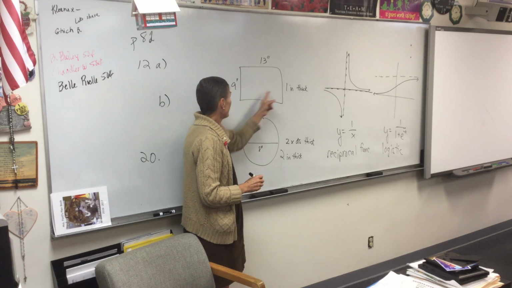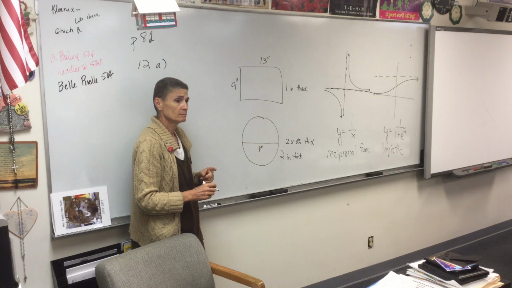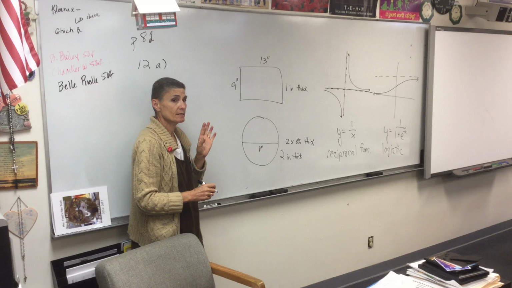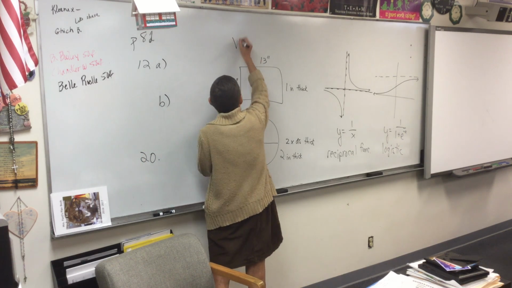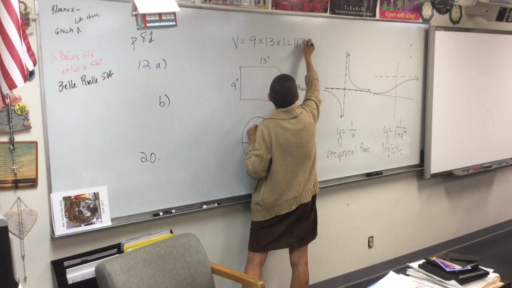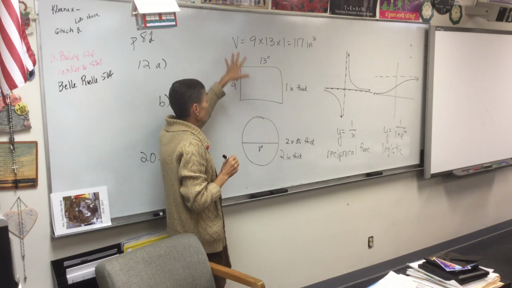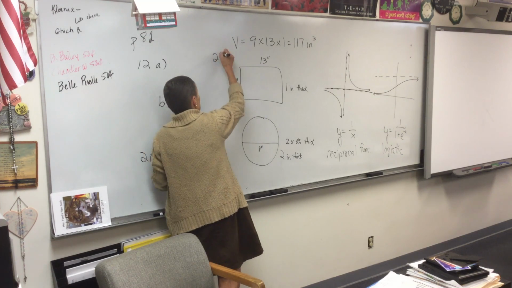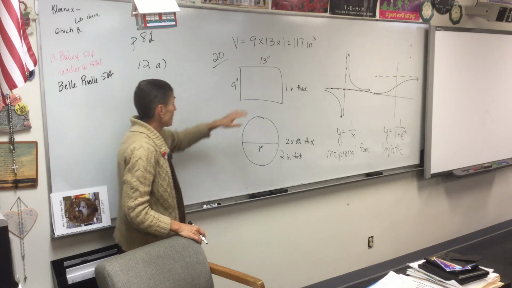Anybody know how to find the volume if it's 9 by 13 by 1? Some of the formulas have a 1/2. This one doesn't. Length times width times height. So 9 times 13 times 1 is 117 cubic inches. So I would get 117 cubic inches. This is problem number 20. 117 cubic inches of cake if I bought this kind.